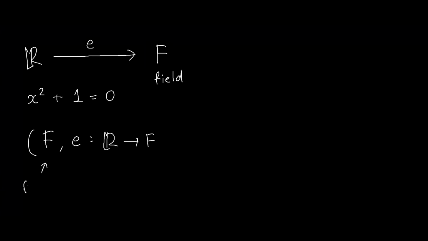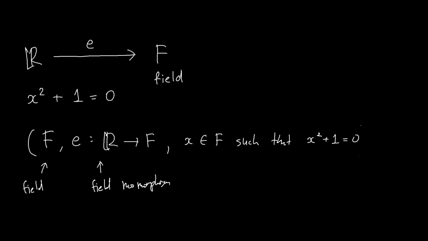So this is a field. This is a field homomorphism. And there is a third ingredient I want in my structure. I want a specific number, a specific element of the field F, such that x squared plus 1 is 0. So this is where we'll stop describing the structural part of complex numbers.